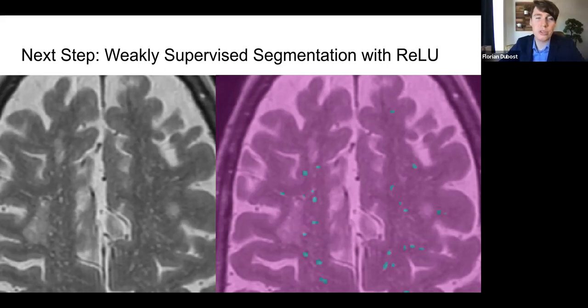So what we're trying to do is modify the method a bit so that in addition to doing the detection, it can also do segmentation, only being optimized with the image-wise label. So we're just going to say, for example, in these images, there are 26 perivascular spaces, and the network can do this segmentation as you see on the right, just from the number of perivascular spaces as ground truth.